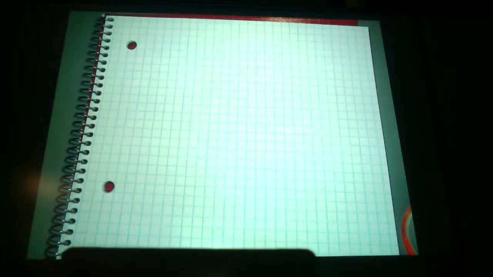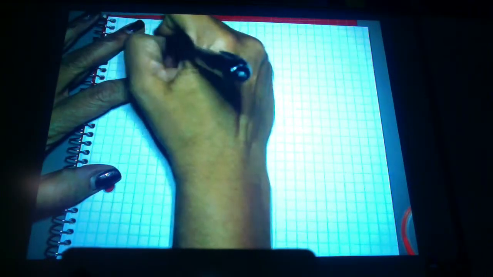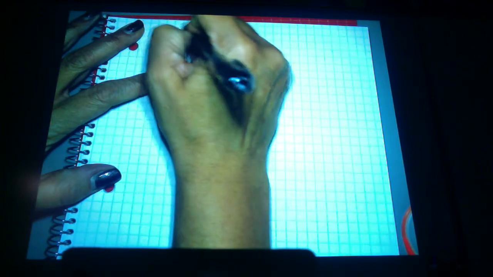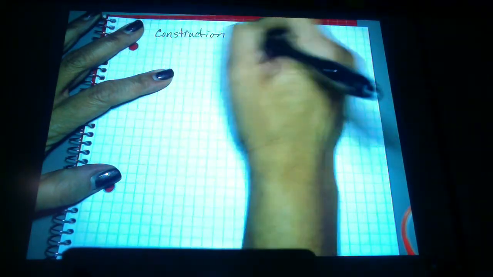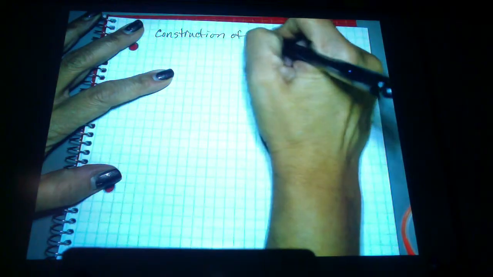All right, so we are going to construct. So construction of a rectangle.